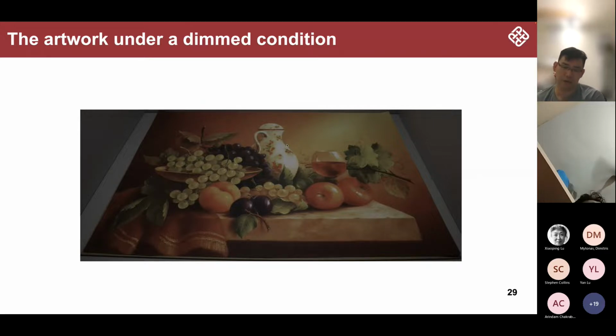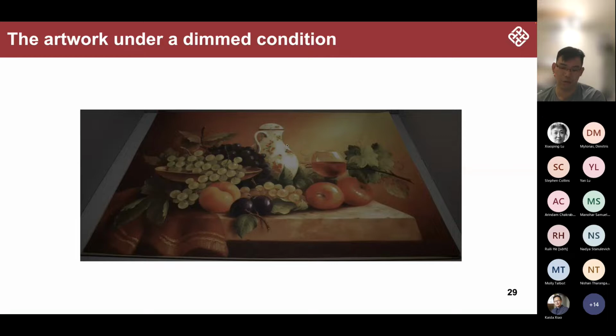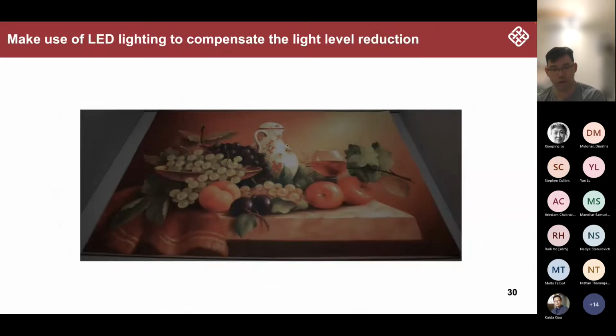And if that happens, we can actually do something to change the color appearance of this artwork by using the spectral power distribution that can increase the chroma level of these different objects on the painting. So in other words, even though we dim the light level, we can do something to make the artwork appear more saturated, so that we are not reducing the composition's color appearance at the low light level.